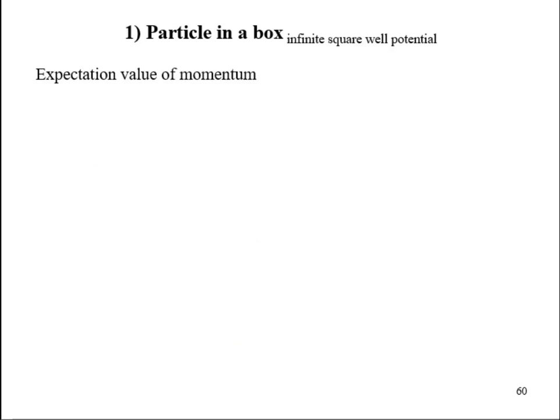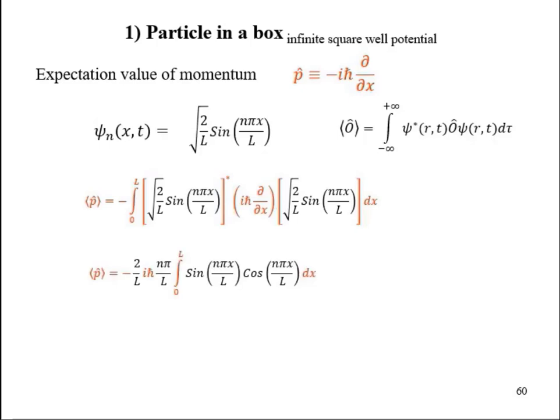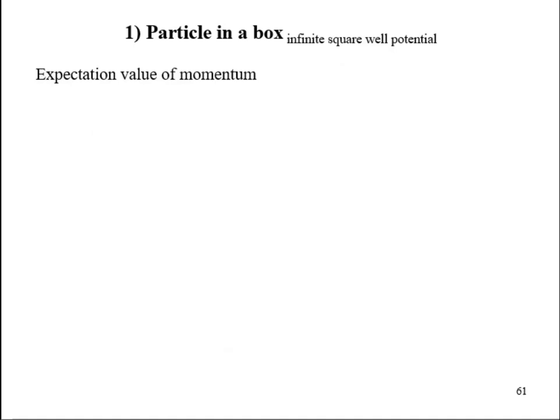For the expectation value, we have the momentum operator, we have the wave function and the formula, and by calculation, we get the expectation value of momentum equal to 0. It means the average momentum of the particle is 0. So has this method failed? Let us check it by finding the expectation value by some other method.